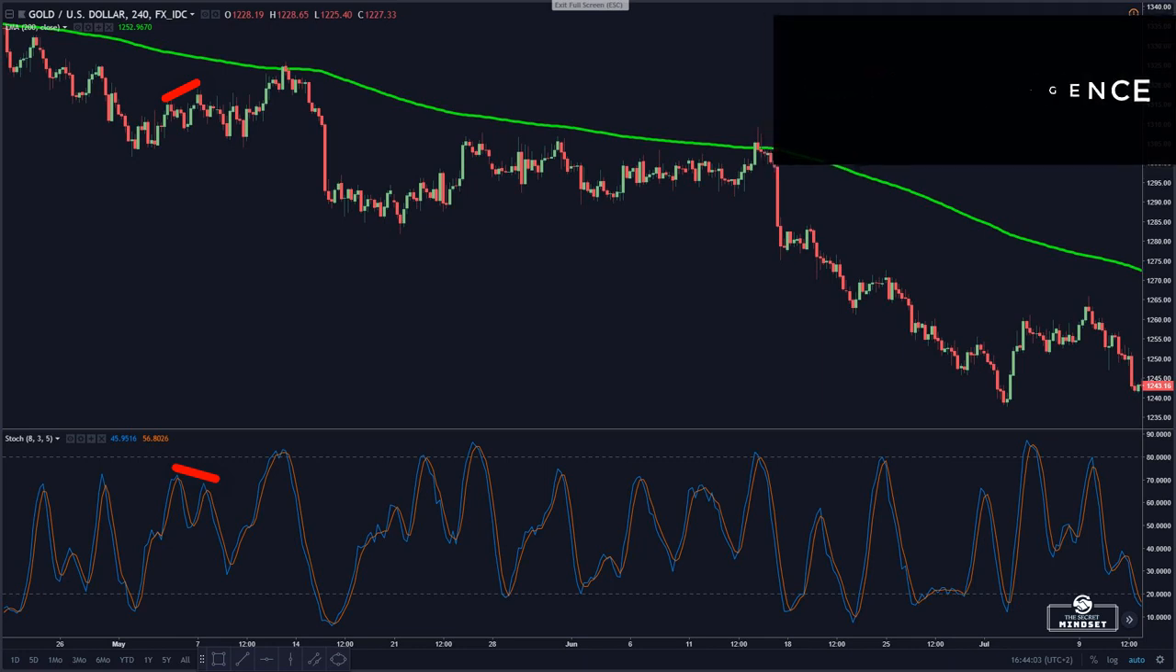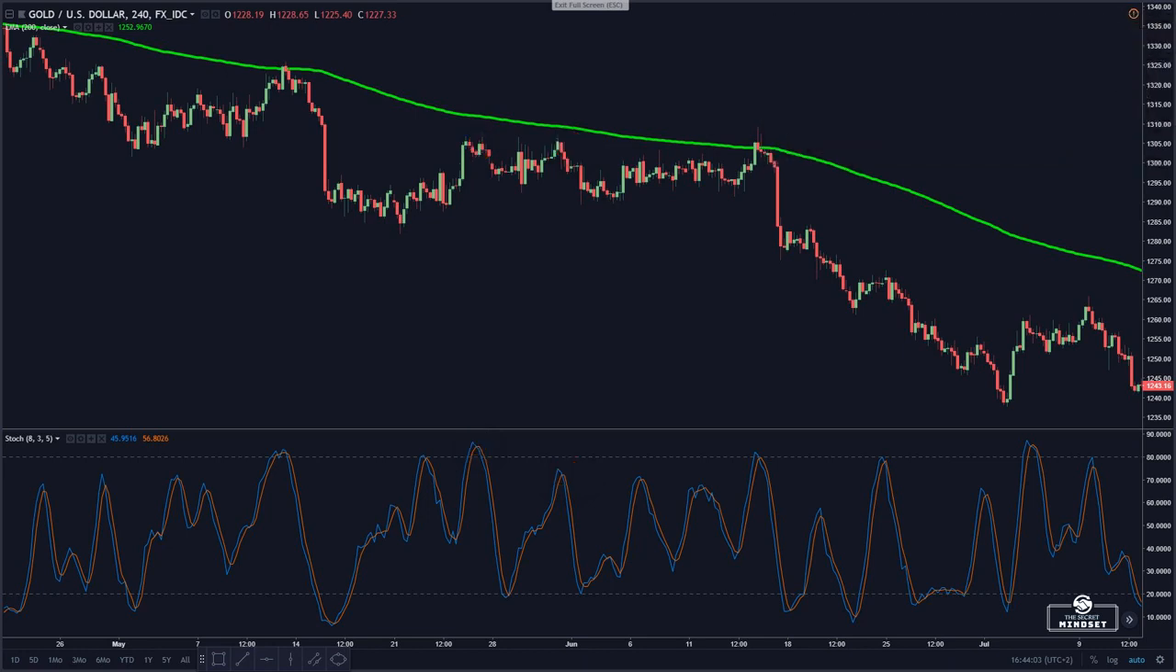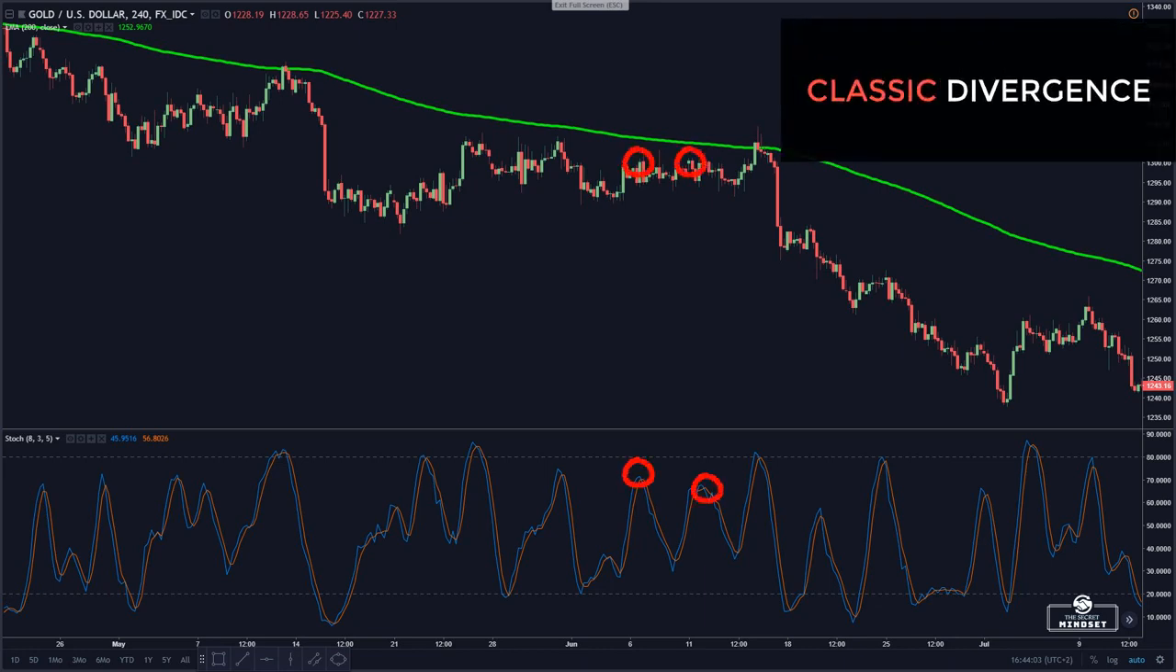The third opportunity was a classic divergence around the 200 EMA. The fourth signal was also a classic divergence. If we look at the chart, we can see the price making higher highs, but the indicator making lower highs.